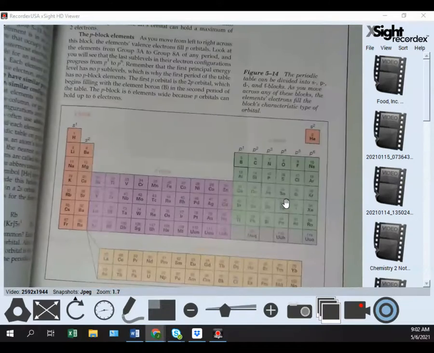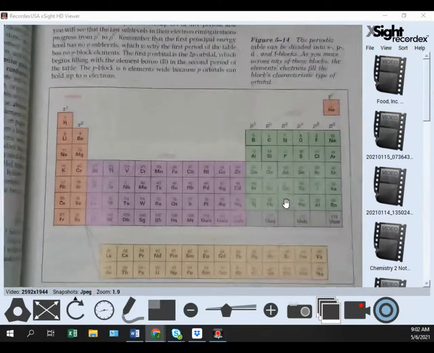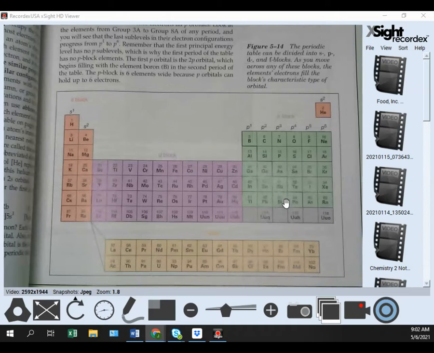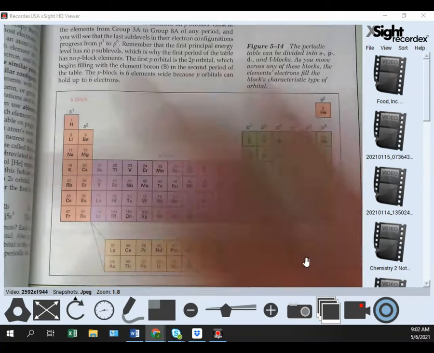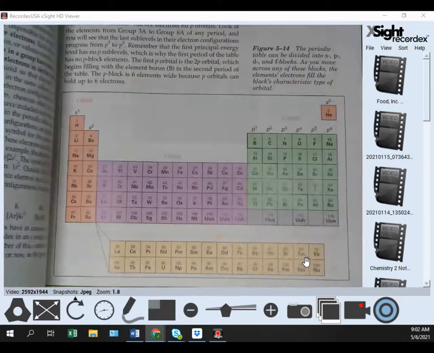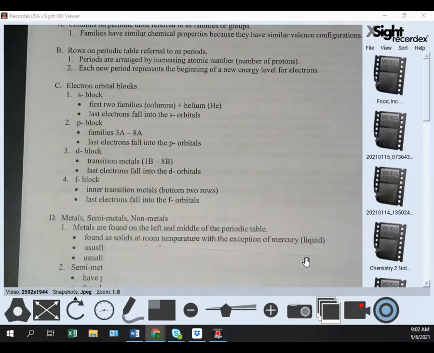These are the electron orbital blocks. The coloring in these: this is the S block, this is the D block, this is the P block, and this is the F block. So again, just a generic idea. We're going to go over some of this later. It'll make more sense, but this is just general information.